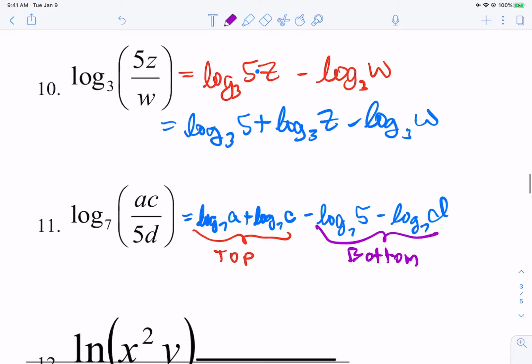So I'll give you a second to look at 10 and 11. Any questions about 10 and 11 before I move on to 12?